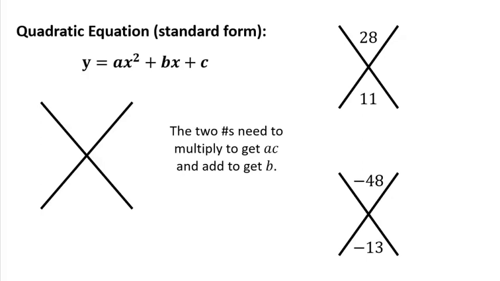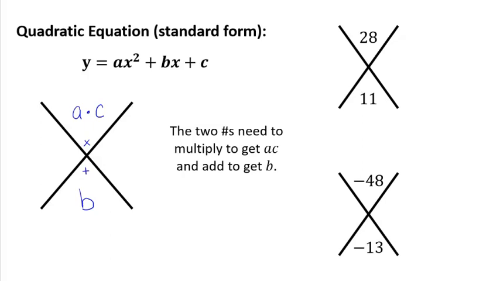The quadratic equation in standard form is y equals ax squared plus bx plus c. When you are starting out with your X-factor puzzle, you're going to do A times C as your top number, and then B is going to be your bottom number. So remember, B is going to go into the bottom. And then you're trying to find two numbers that multiply to A times C and add to B.